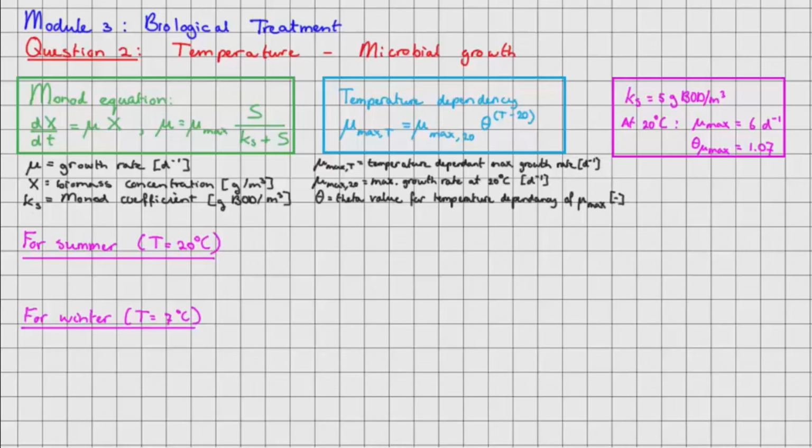So let's calculate a generic formula for the growth rate at the summer temperature of 20 degrees Celsius. So we know that the growth rate is equal to the maximum growth rate times the substrate concentration divided by the Monod coefficient plus the substrate concentration. So in the case of 20 degrees, we already know that the mu max is 6. And we know that our Ks, or Monod coefficient, is 5. And the units are going to be per day.